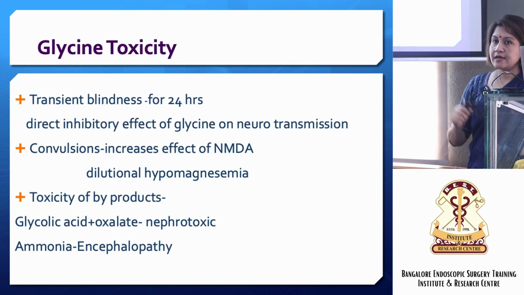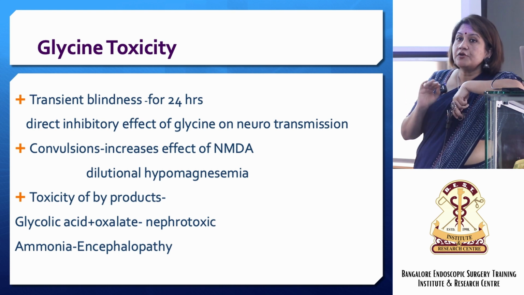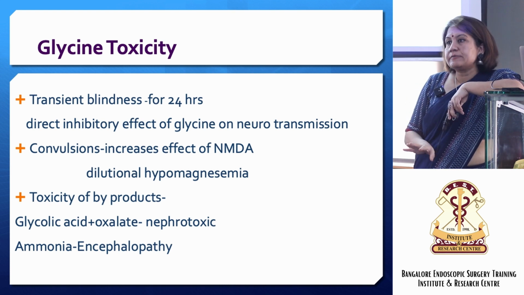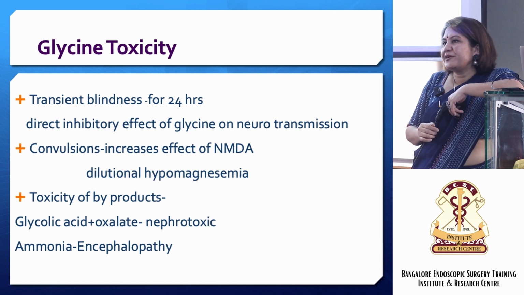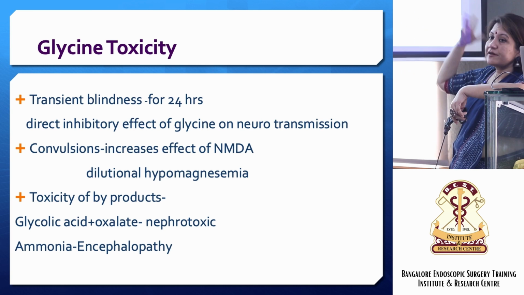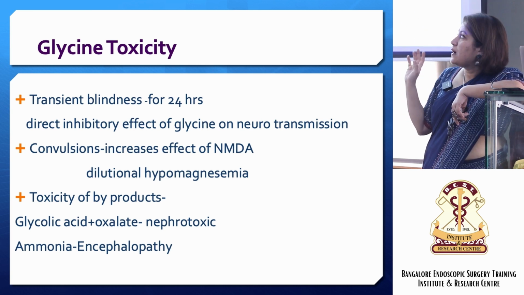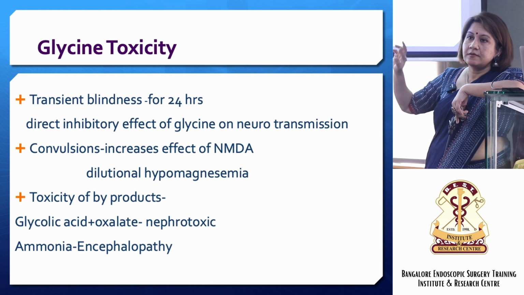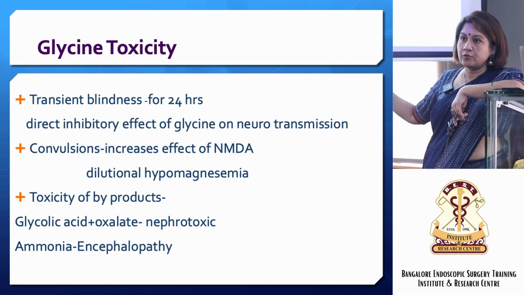Now, other than this hypoosmolarity complication, glycine itself as a molecule can cause transient blindness, but luckily it's only transient and recovers after 24 hours. The patient tells you they are blind, which is scary at that point, but that's because it has a direct inhibitory effect on the neurotransmitters. The other thing it can cause is seizures, and glycine itself gets broken up into glycolic acid, which is nephrotoxic, and ammonia, which can cause encephalopathy.